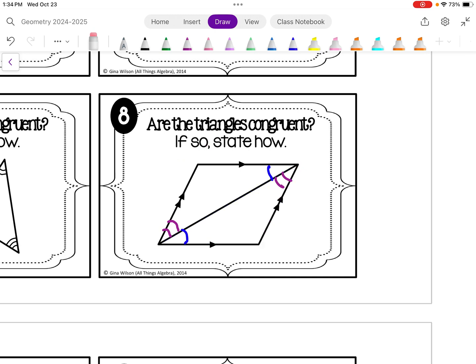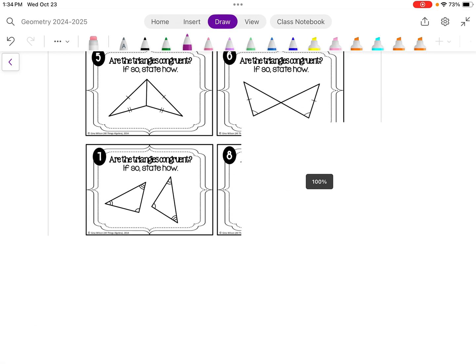So now if you look at the two triangles, they also share a side. So we have two angles and the included side because the side is in between the two angles. So these triangles are congruent by angle, side, angle.